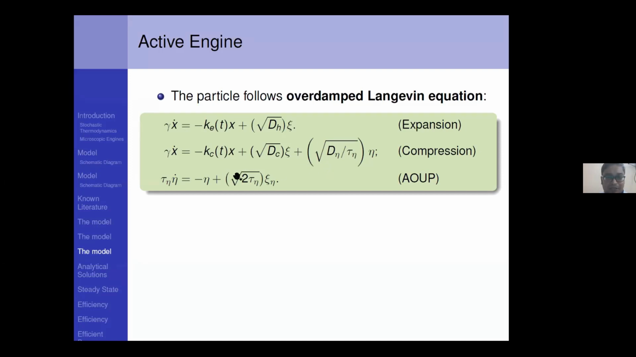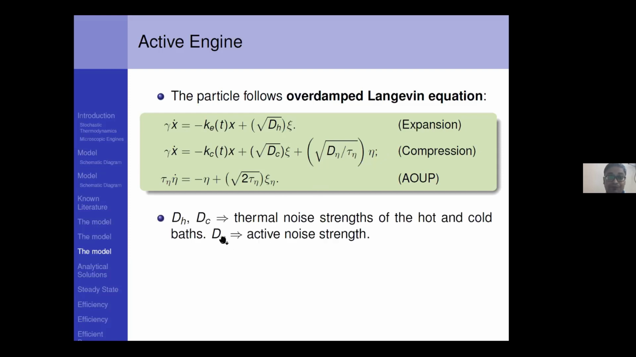Now this eta over here will be the exponentially correlated noise. This is the thermal noise. This is exponentially correlated noise. And to generate this noise, we use the third equation, which is called the active Ornstein-Uhlenbeck equation. If eta follows this equation, it can be shown that the time correlation becomes exponentially correlated. D_H and D_C are basically the noise strengths of the hotter and colder baths, and D_eta is the noise strength of the activity. Okay, I hope the model is clear up to now.